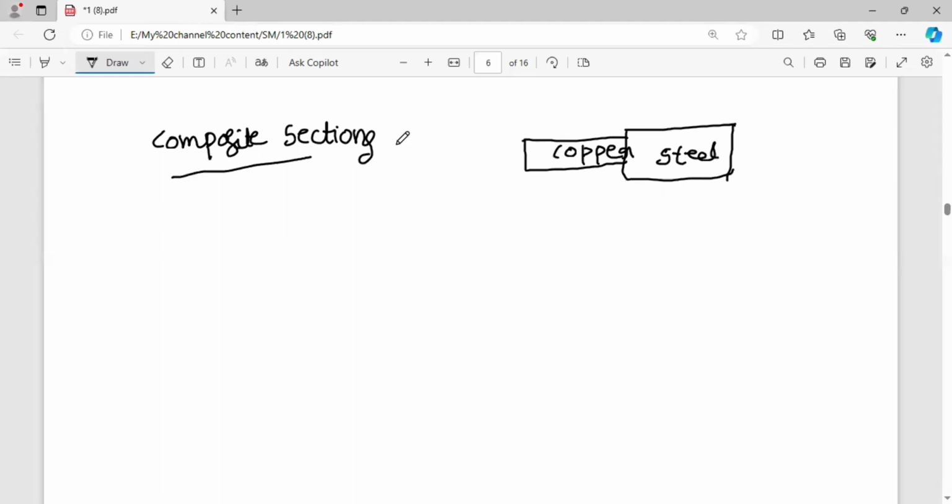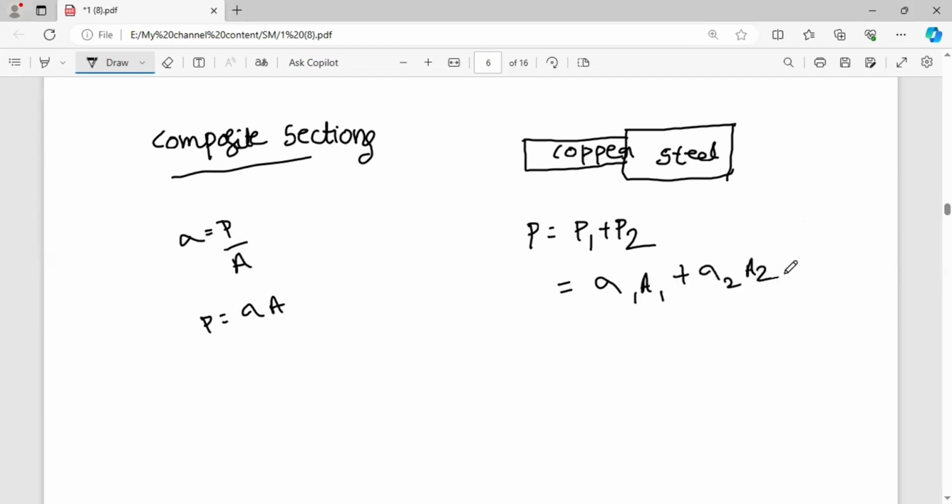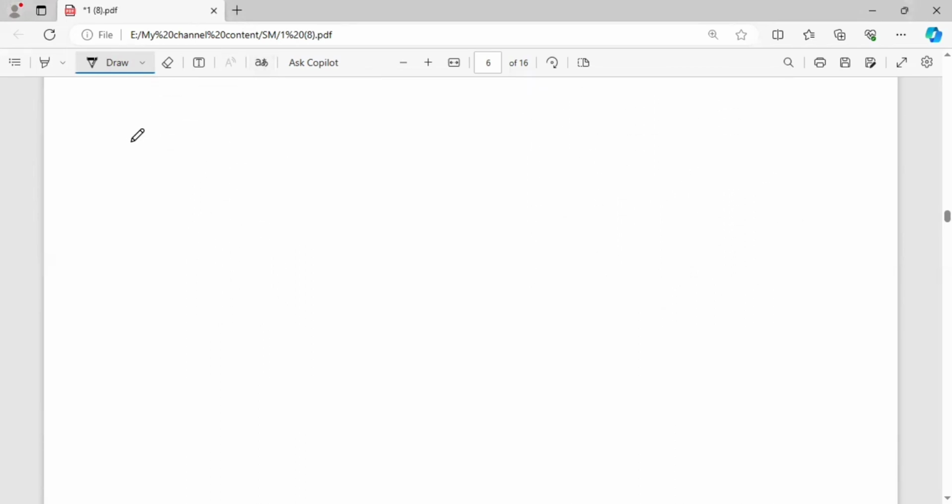For that type of composite section, how can you calculate? The total load P equals P1 plus P2. We can take P1 as sigma 1 A1, because sigma, the stress, equals P by area, so we can write P equals sigma into A. So sigma 1 A1 plus sigma 2 A2, the total load is in this way. Next, another concept, that is thermal stresses.